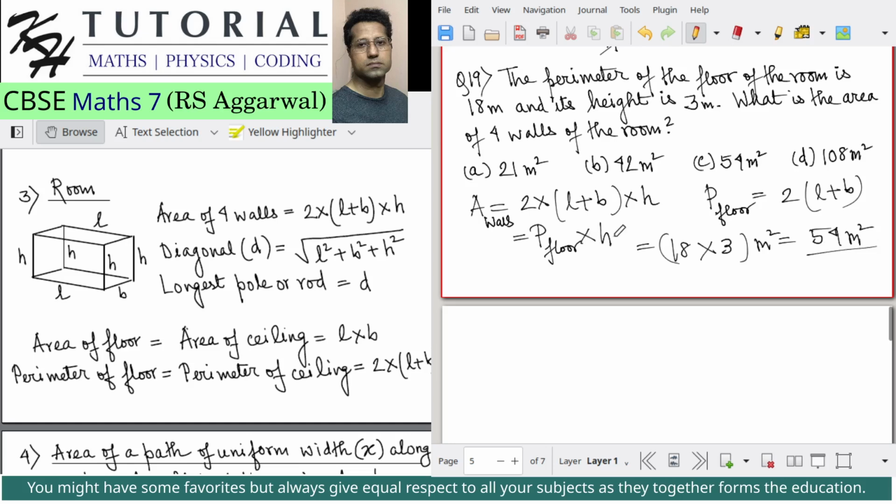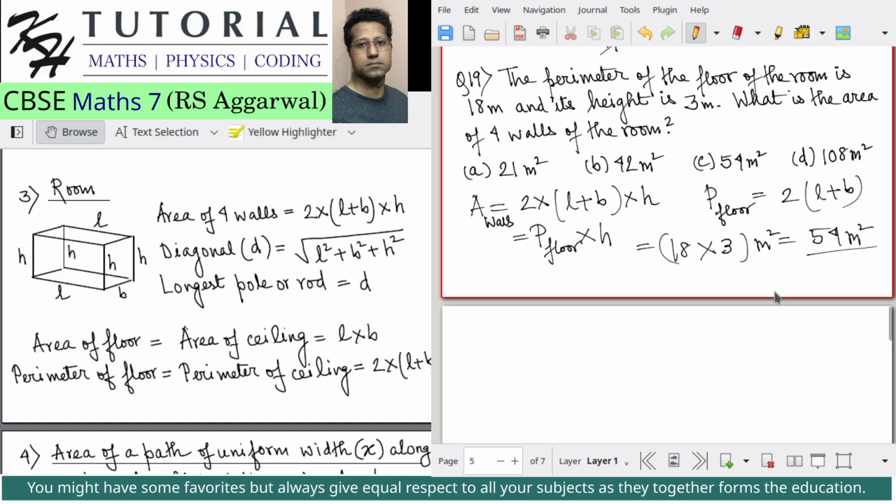So this is an important concept. You must remember that the area of the four walls of a room is equal to 2 times (length plus breadth) multiplied by height, where small l is the length of the room, small b is the breadth of the room, and h is the height. But also note that 2 times (l plus b) is the perimeter of the floor of the room. So the area of the four walls of the room becomes the perimeter of the floor multiplied by h.